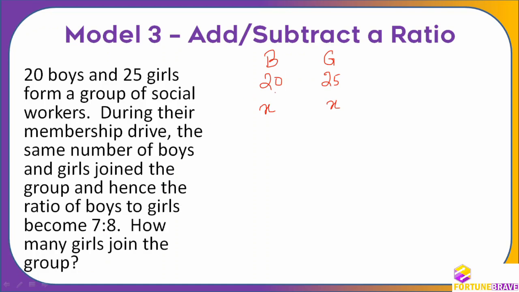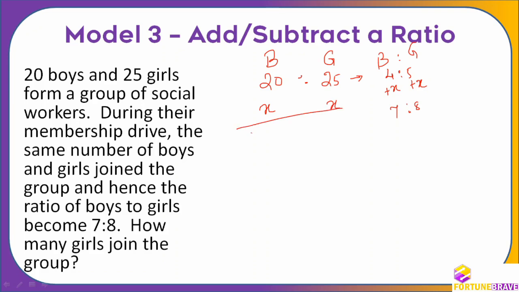Now if you observe this, we do not have the number that joined, but what we have done recently will help us in solving this. First I'll find this ratio, very easy: boys and girls is 4 is to 5. Now we can see the same number is being added, and it becomes 7 is to 8.